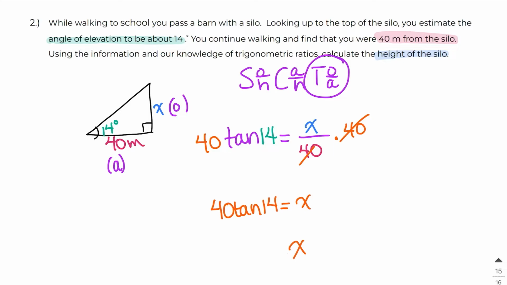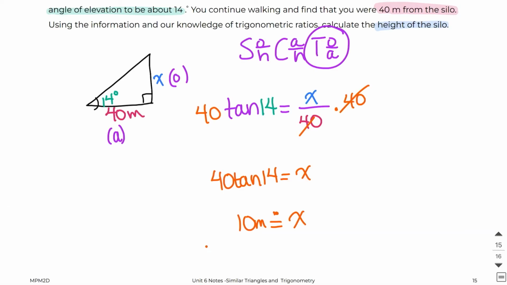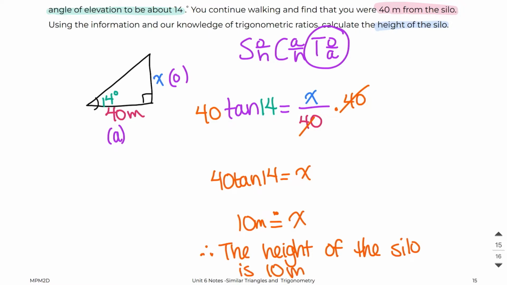Let's type that into our calculator. So we'll type in 40 times the tan of 14, and I end up getting 9.97. So we'll round this to the nearest whole number, so we'll say it is 10 meters tall. So therefore, the height of the silo is 10 meters. And we are done with this question right here.